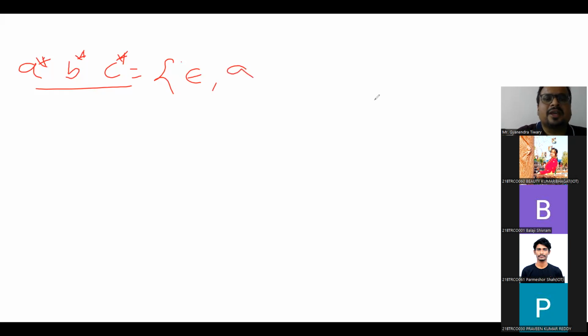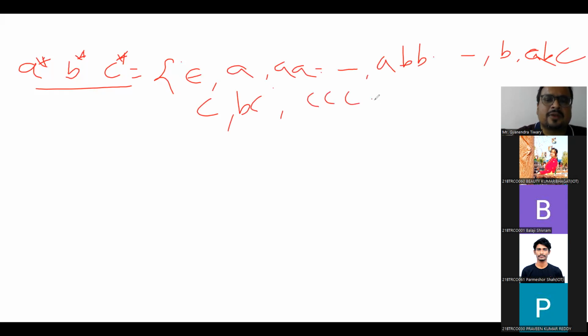Then any number of times A can come, one time, two times, any number of times. Then after A we can have B one time, two times, or any number of times, or we can have only B, A zero times and B one time. Then after AB we can have C any number of times, or only C, or BC. We can have CCCC any number of times. So all these are valid, right?